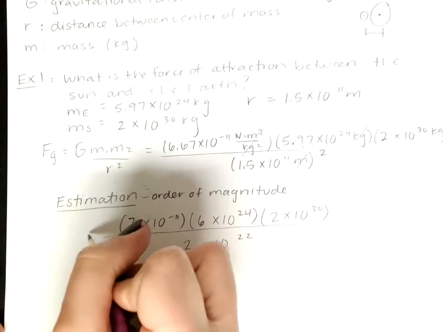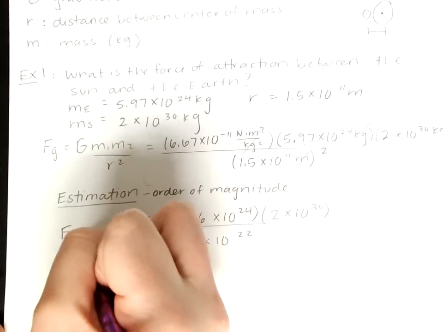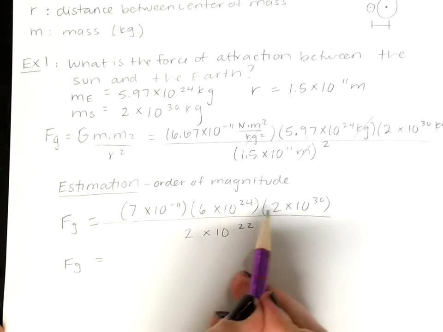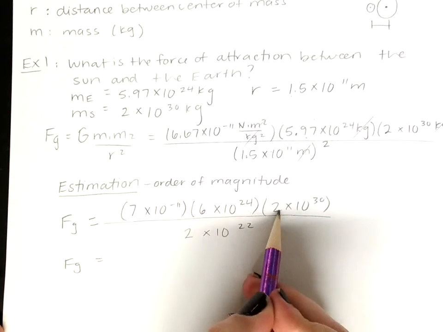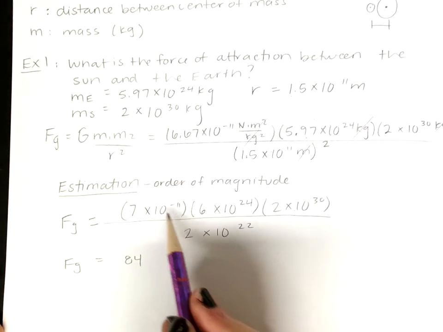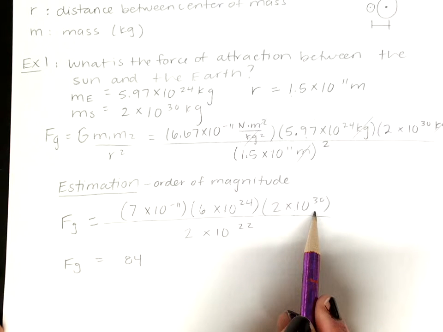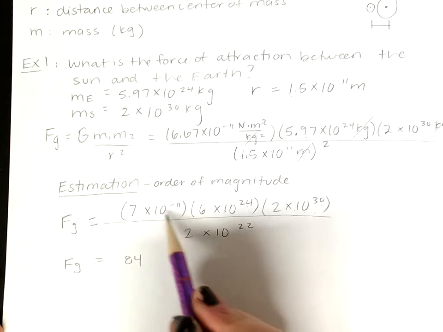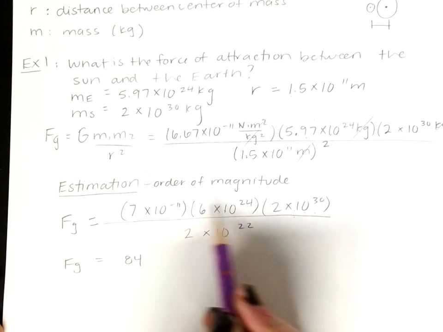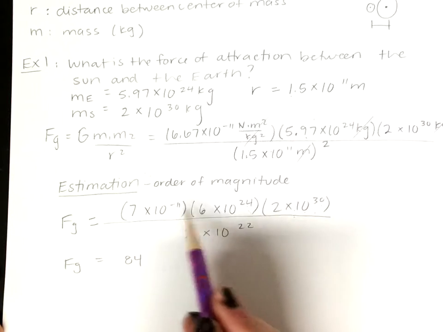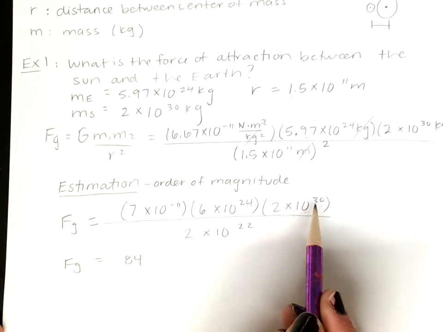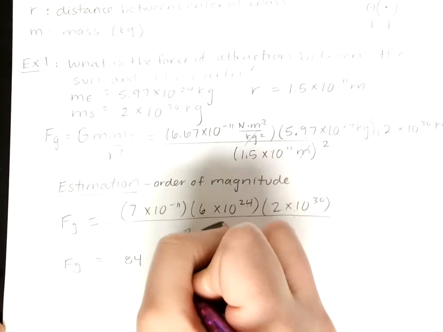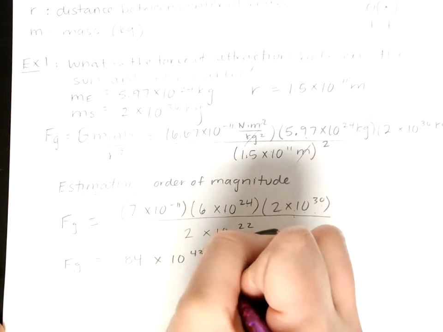Okay, so we have to simplify this force of gravity. We want to multiply our factors together. So 7 times 6 times 2, you get 84. And then we multiply these other factors together. They all have base 10. That's really important. When they all have the same base and they're raised to an exponent, they're being multiplied together, you want to add the exponents together. So that should be review. So we're going to add negative 11, 24, and 30. And you should get 84 times 10 to the 43.